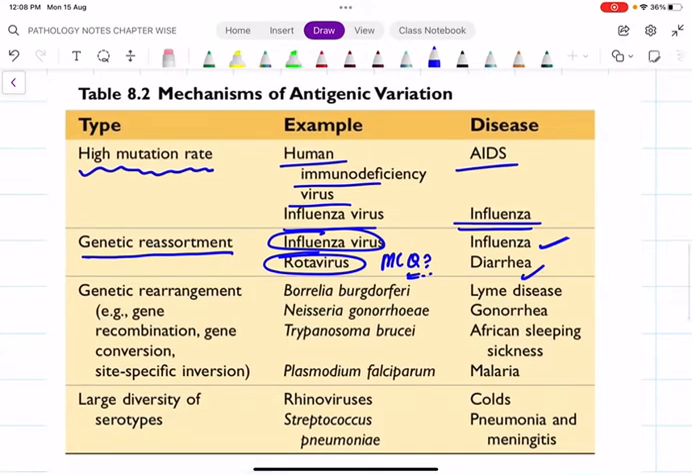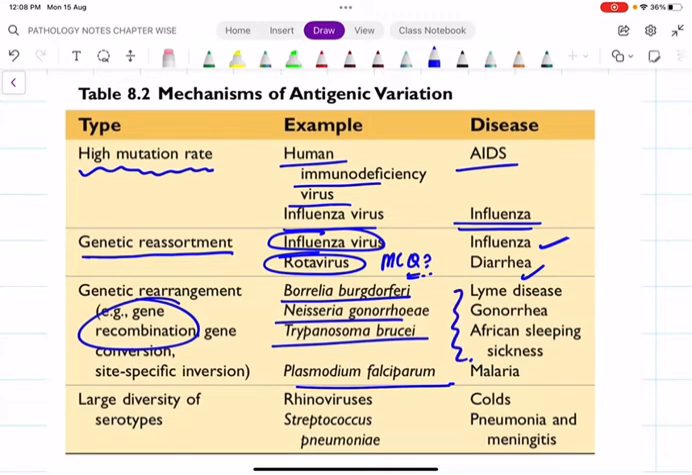Influenza virus causes influenza. Genetic rearrangement, that means via gene recombination, we have Borrelia, Neisseria, Trypanosoma, Plasmodium. All these are very, very important. Please remember all these bacteria names. Borrelia causes Lyme disease, Neisseria gonorrhoeae causes gonorrhea. Then Trypanosoma brucei causes African sleeping sickness, and Plasmodium falciparum causes malaria.